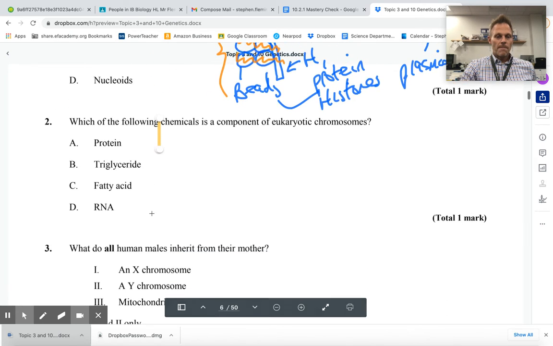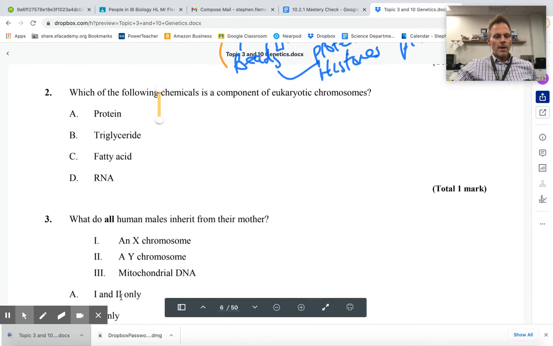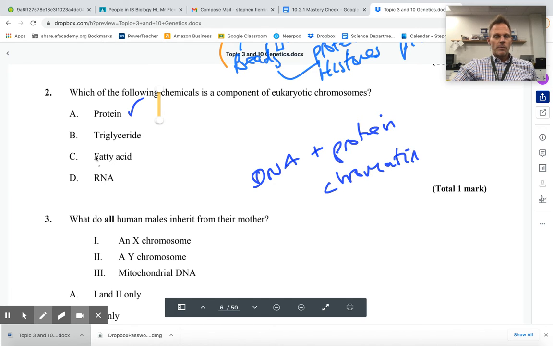Question number 2 basically is the same question, right? It's asking which of the following chemical components are in eukaryotic chromosomes. So it's definitely DNA and protein. And we call this combination of DNA plus protein in eukaryotes like us, it's got a special name, and that special name is called chromatin. And that's why A was the best answer.